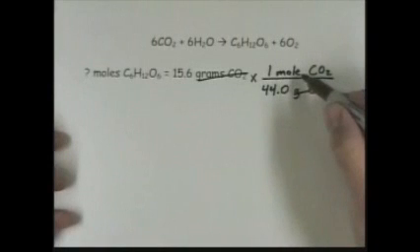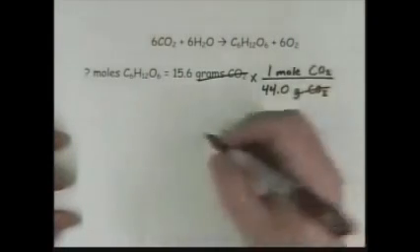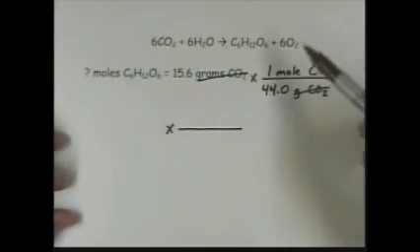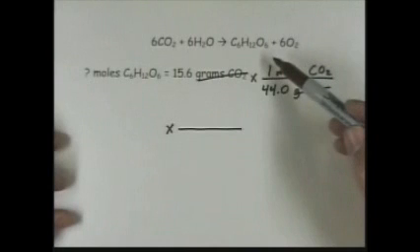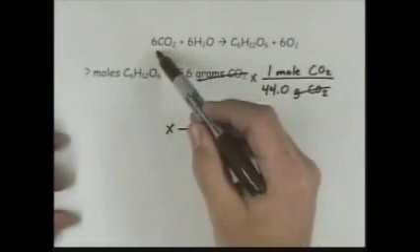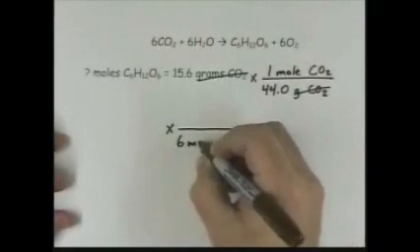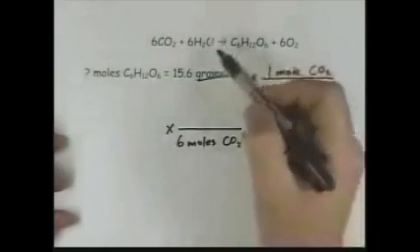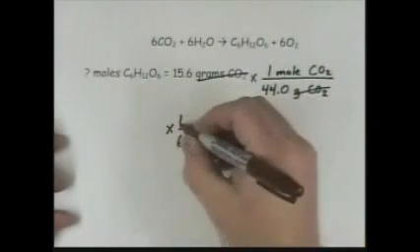Now that we have moles, we are ready to make the switch. So the next conversion factor is the mole ratio from the balanced equation, our key for making the switch. We put 6 moles CO2 on the bottom and 1 mole glucose on the top.